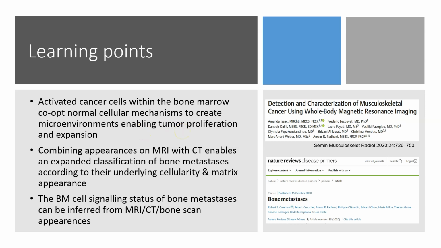The use of CT scans and MRI scans allows a new way of classifying bone metastases according to the underlying cellularity, and by looking at the observations, it is possible to find out what are the major signaling mechanisms that are active in any particular metastasis.